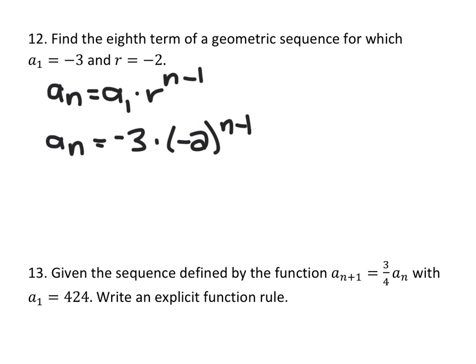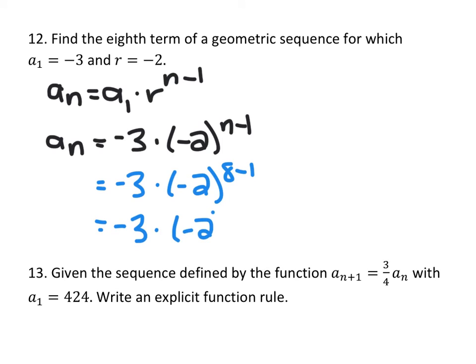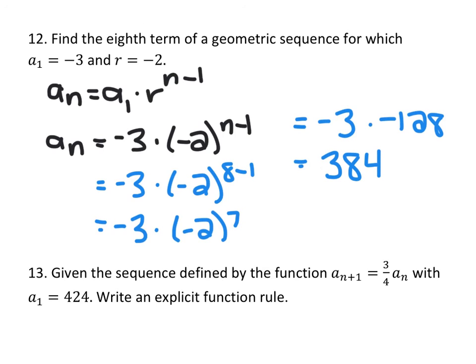So we're trying to find the 8th term. We're going to have negative 3 times negative 2 to the 8 minus 1. Keep on bringing everything down. So negative 3 times negative 2 to the 7th. Now, just find negative 2 to the 7th first, which is negative 128. Now we can multiply these two together. Negative 3 times negative 128 is 384.